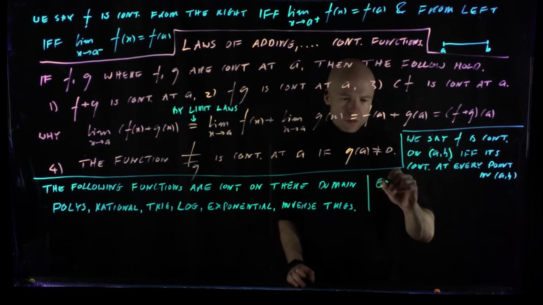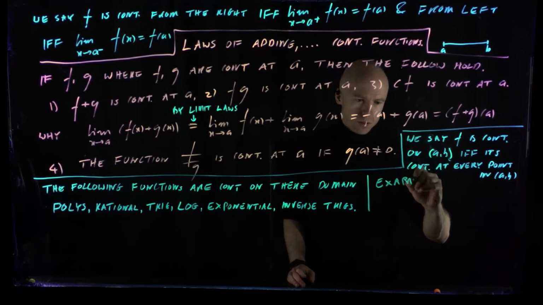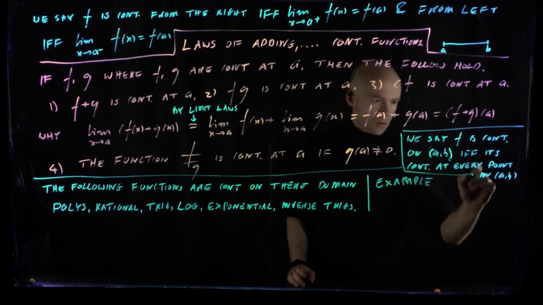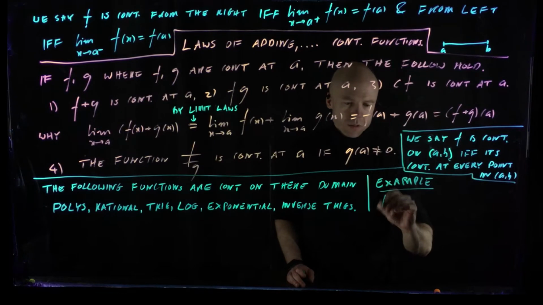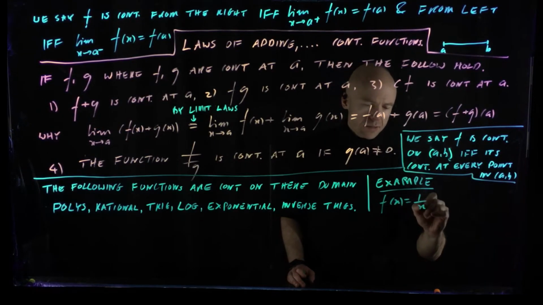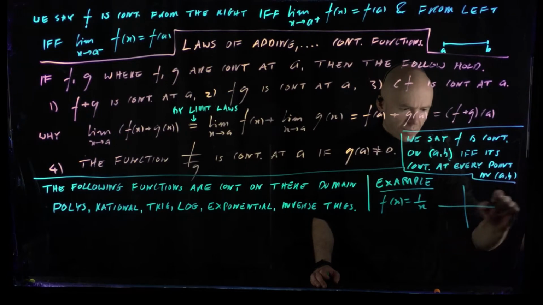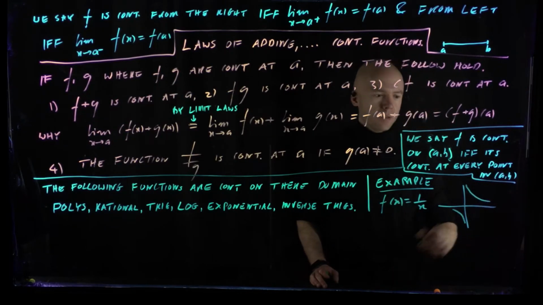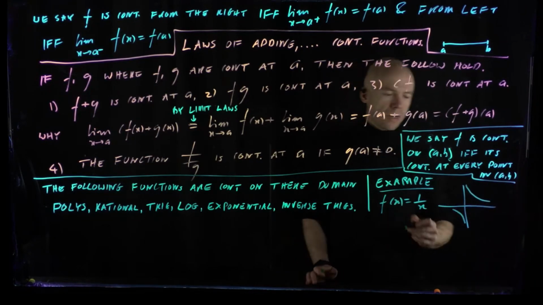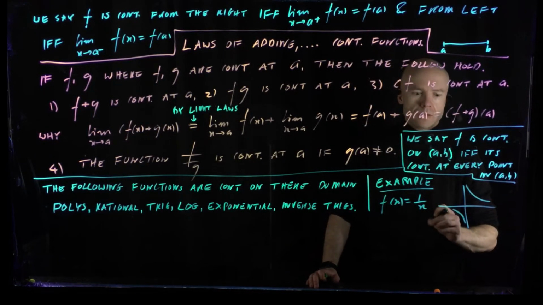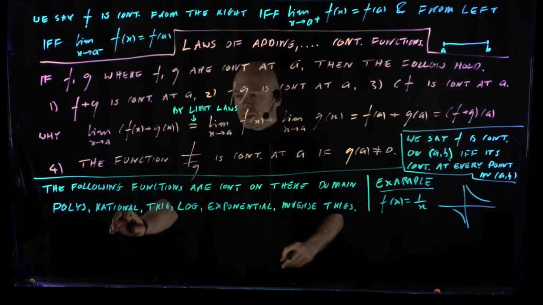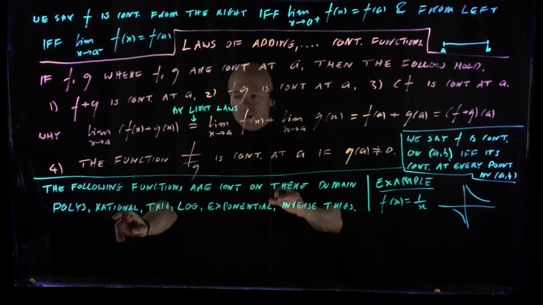So, for example, f of x equals 1 over x. That's a nice rational function, right? It's a polynomial over a polynomial. It looks like this. Yeah. Its domain is everything except 0. It's not defined at 0. And everywhere except 0, it is continuous. And at 0, it's not, because even the limit doesn't exist at 0. Right? So this guy is continuous on its domain, but not on the entire real line.